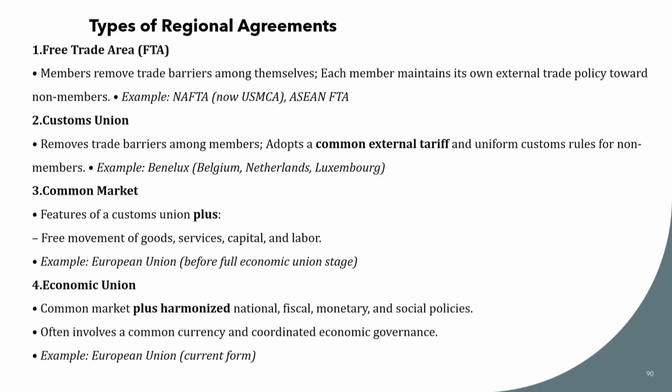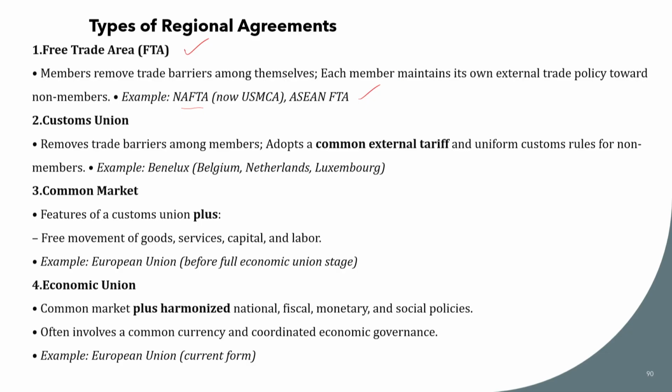One is called the free trade area, that means FTA. Under the FTA, members of this kind of regional trade remove trade barriers among themselves. Each member maintains its own external trade policy towards non-members, but between members there is no trade barrier. Examples are NAFTA and ASEAN.